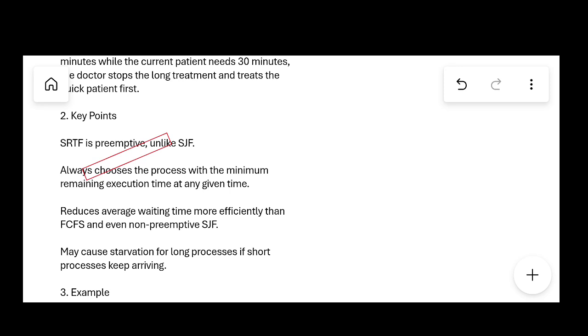Burst time means the total CPU time a process needs to finish, and remaining time means how much CPU time is left for the process. So instead of just looking at total time, SRTF looks at what is left for each process. The CPU always picks the process that has the least remaining work.